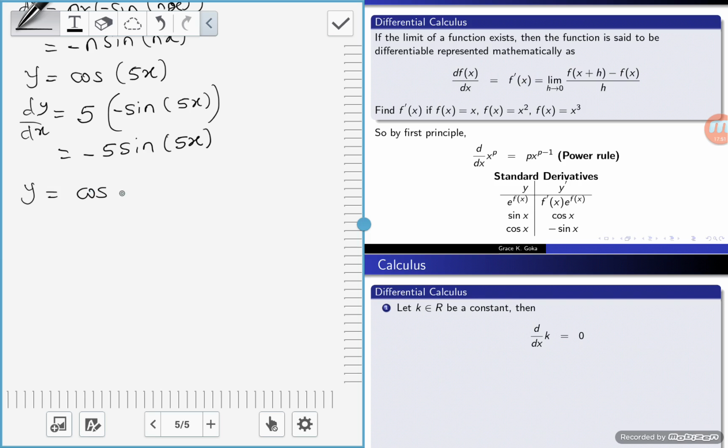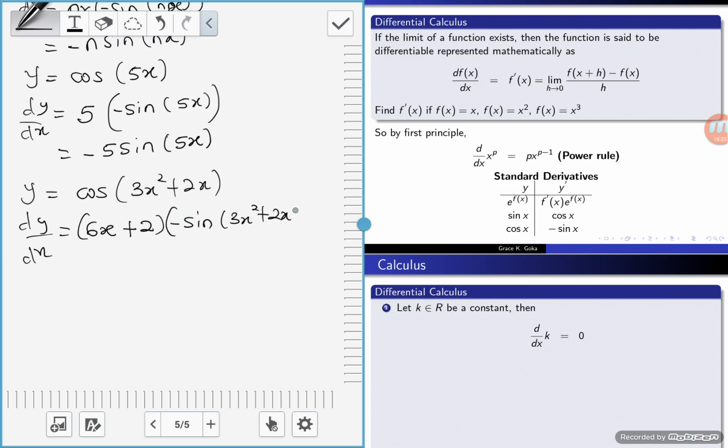y is equal to cos of 3x squared plus 2x. Then dy/dx is equal to differentiate the function after the cos. Differentiating 3x squared, we get 6x, plus differentiating 2x, we get 2, times... We know that if you differentiate cos, you get negative sine. So we multiply by negative sine of 3x squared plus 2x. Okay, so simplifying, we have the negative out, 6x plus 2, all times sine of 3x squared plus 2x.